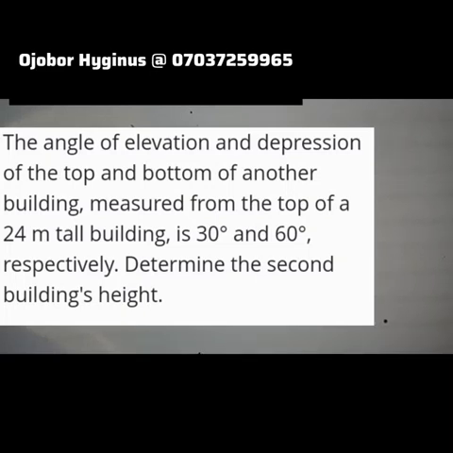This question on elevation and depression, a JAMB question, says the angle of elevation and depression of the top and bottom of another building, that means there is a building, but we are referring to the other building, measured from the top of a 24-meter tall building, is 30 degrees and 60 degrees respectively. Determine the second building's height.